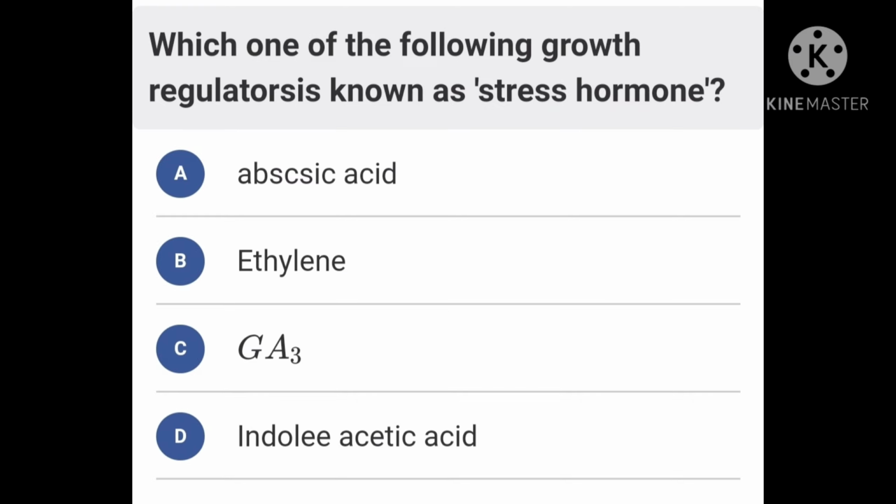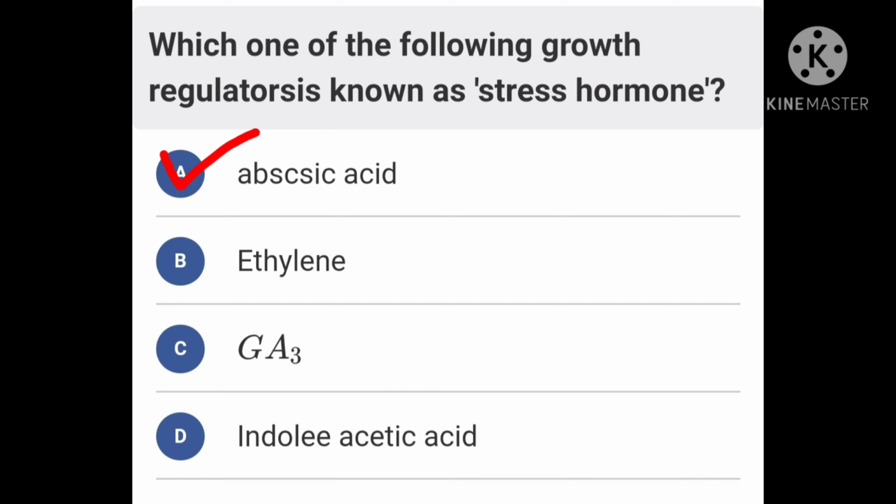Okay, next question. Which one of the following plant growth regulators is known as stress hormone? Option A, abscisic acid. Option B, ethylene. Option C, GA3. Option D, indole acetic acid. Abscisic acid is a phytohormone. It is also called the stress hormone because it protects plants against stress conditions by generating responses in plants. For example, stomata close during water stress due to abscisic acid. Thus, the correct option is A, that is abscisic acid.